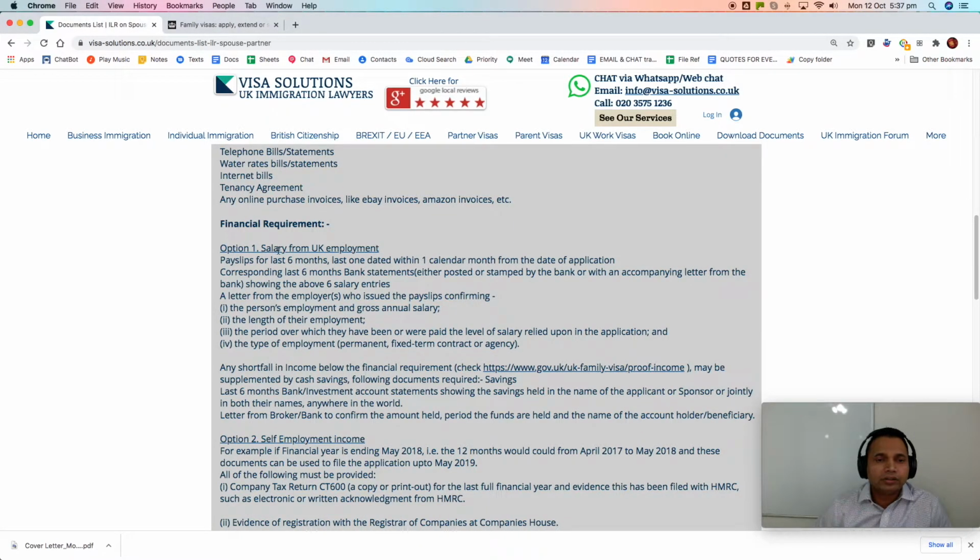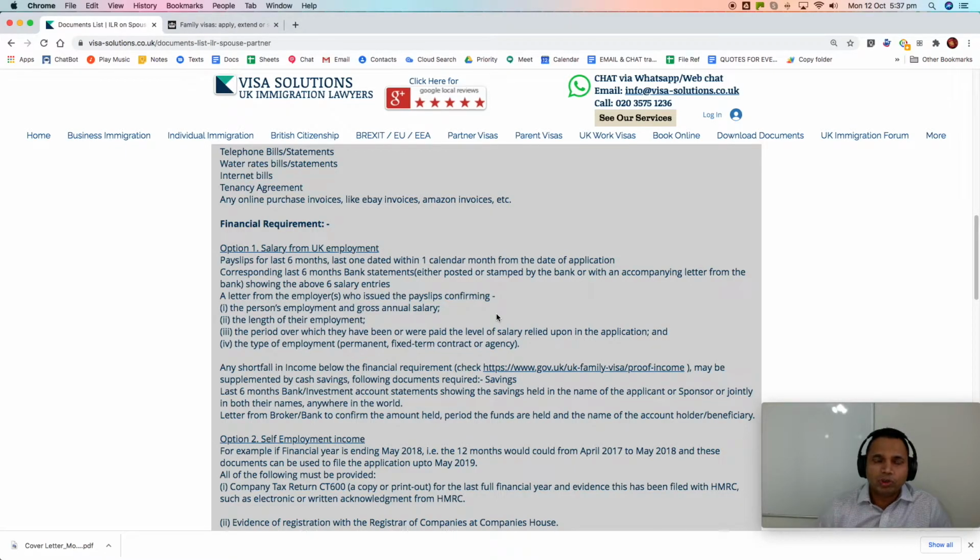Financial requirement. Mostly the financial requirement is met by UK salaried employment. Around 80-90% of the clients do use that. If you are with the same employer, the salary can be that of the sponsor or the applicant or both jointly. Pay slips for the last 6 months. If you have been with the same employer for the last 6 months, you need pay slips for the last 6 months, corresponding bank statements for the same 6 months, and a letter from the employer confirming these particulars.